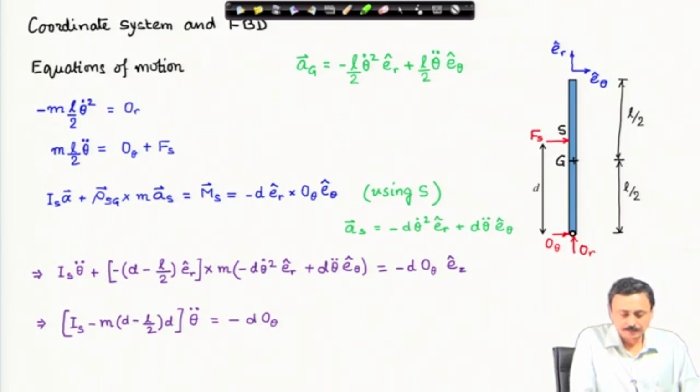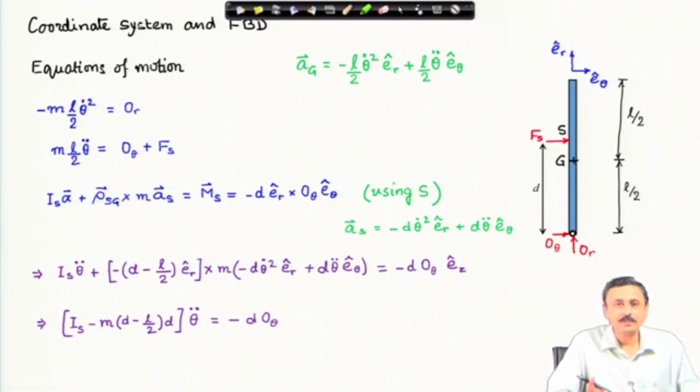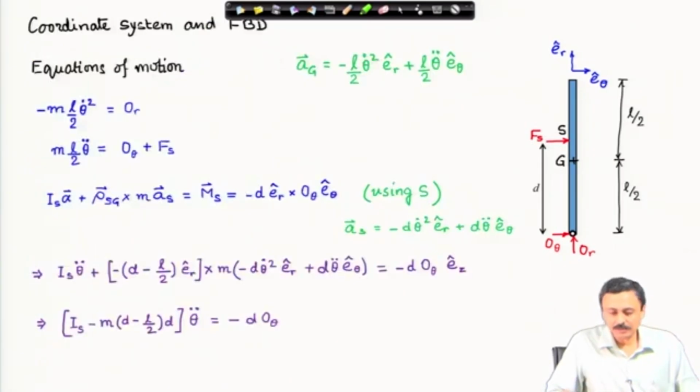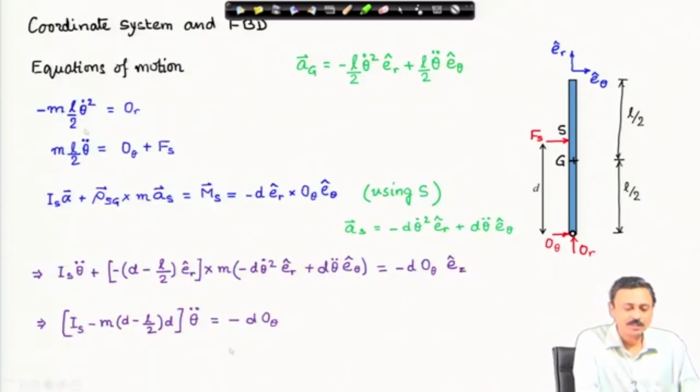I have written out this equation after simplification. So, I have some moment of inertia term times the angular acceleration equal to minus d times the distance times O_theta. Okay, this is our equation of motion. Now, there will be some force in the O_r direction, because as the door is moving, you will have some non-zero theta dot angular velocity.